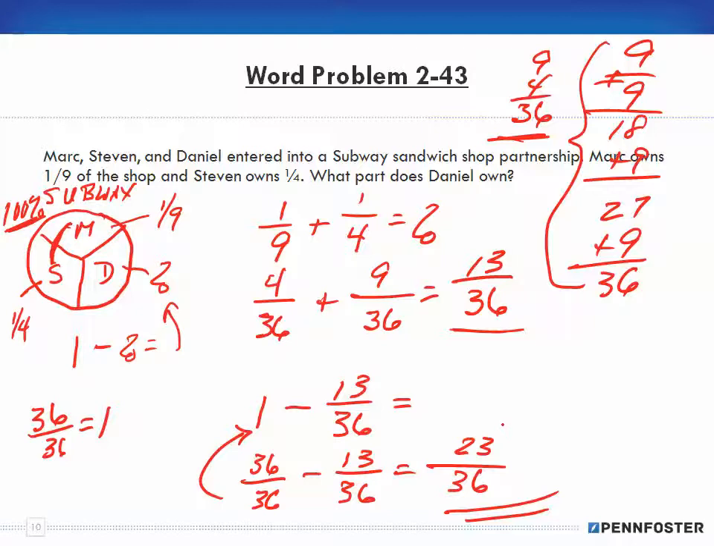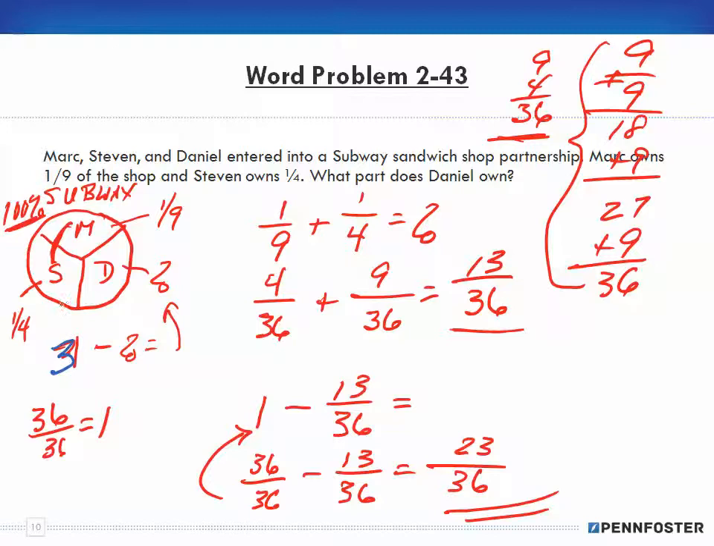I hope you understood that. Go back and rewatch it. There are some important concepts here. Diagramming it out, realizing that when you create this whole, it represents 1 or 100%. If they had said they entered into a partnership that had 3 Subways, then when I make that whole, it could have represented 3 as the whole.